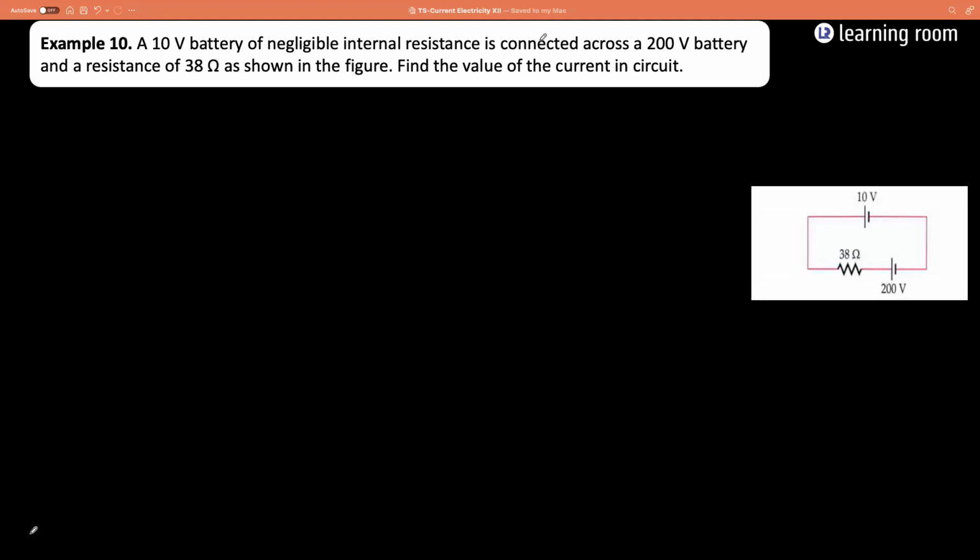Next problem. A 10-volt battery of negligible internal resistance is connected across a 200-volt battery and resistance of 38 ohm as shown in the figure. Find the value of the current in the circuit. So tell me how to do this. What is the effective voltage? It is 200 minus 10. Why did I subtract both?